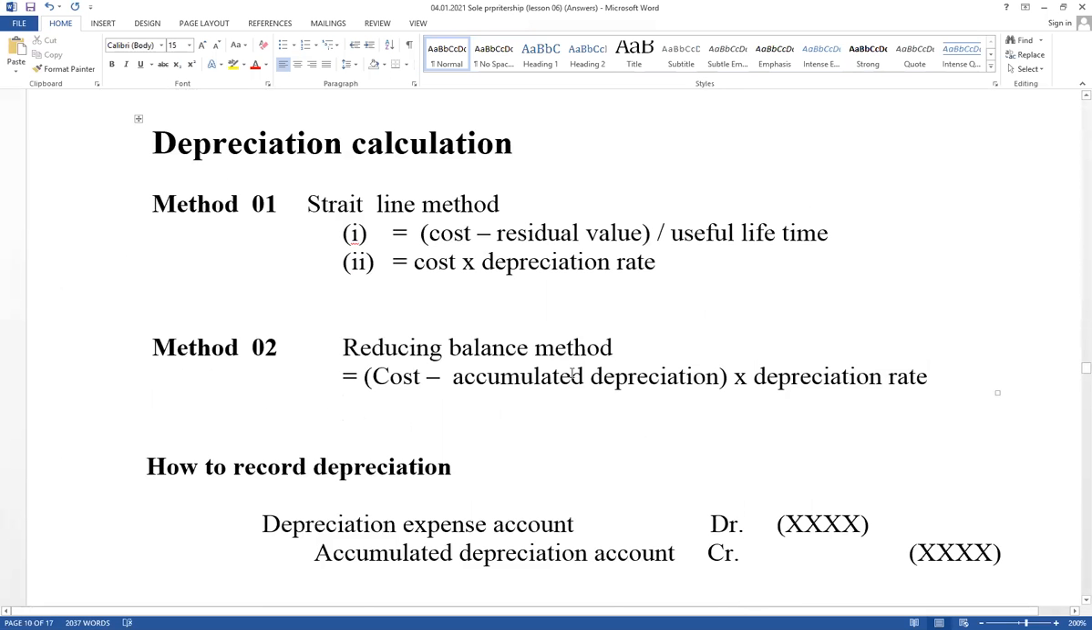Depreciation. You have to know how to calculate depreciation and how to record it in the ledger account as well as how to disclose it on the financial statement. This is the theory. First one, think about motor vehicle available in business.